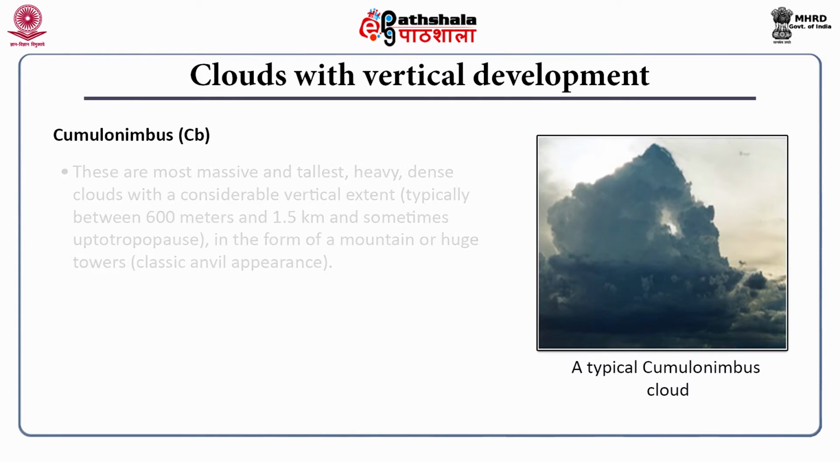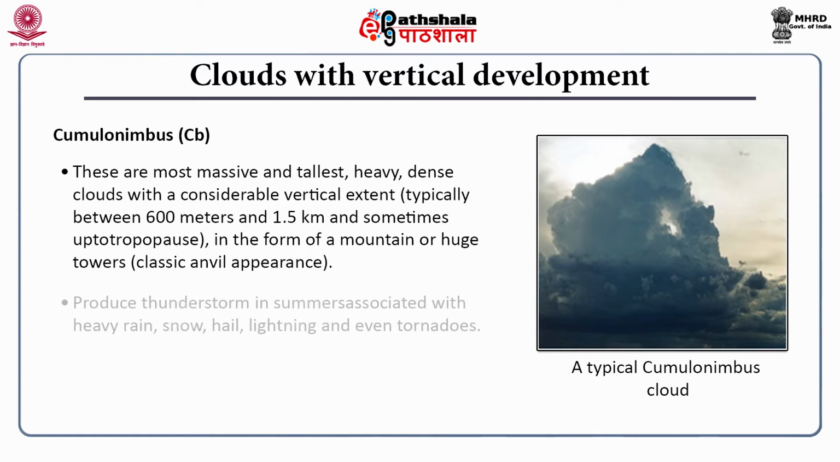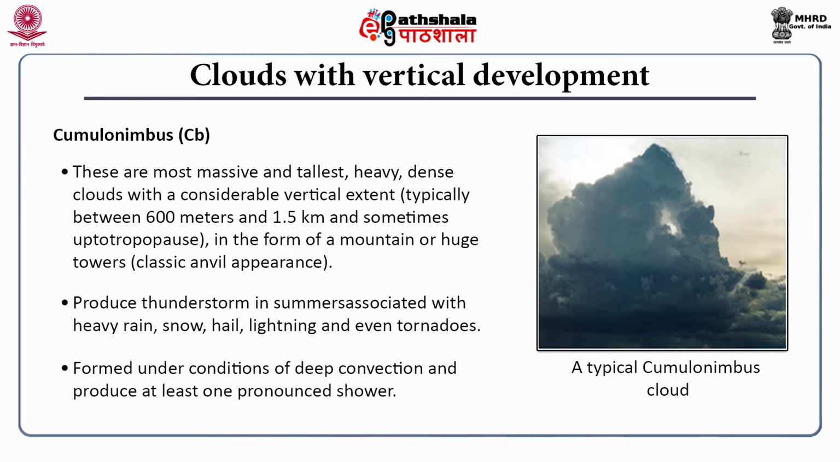Cumulonimbus clouds. These are the most massive and tallest, heavy, dense clouds with a considerable vertical extent, between 600 meters and 1.5 kilometers and even sometimes up to the tropopause. It is in the form of a mountain or huge towers. It has a classic anvil appearance. It produces thunderstorms in summers associated with heavy rain, snow, hail, lightning and even tornadoes. It forms under conditions of deep convection and produces at least one pronounced shower.